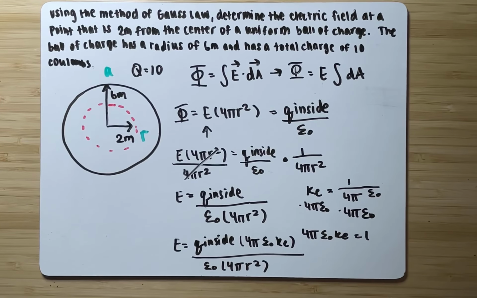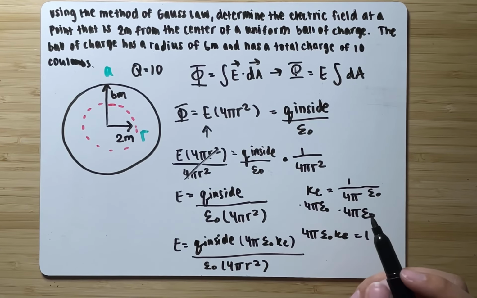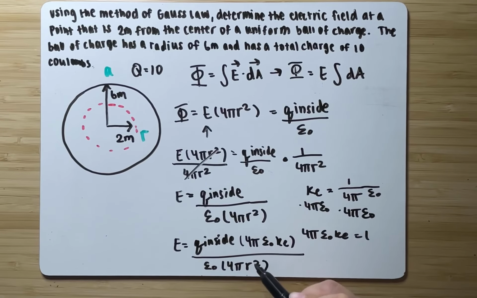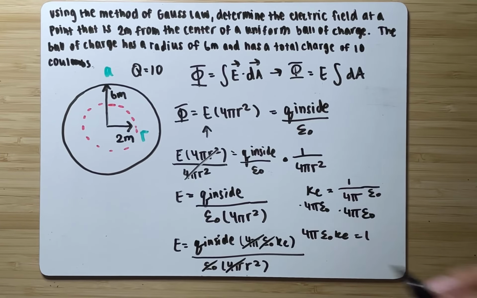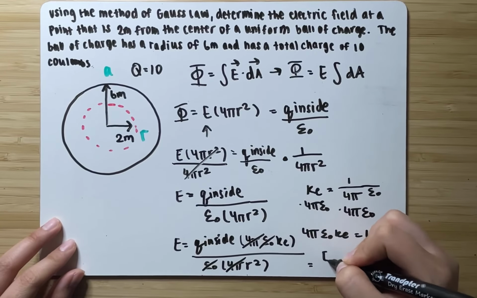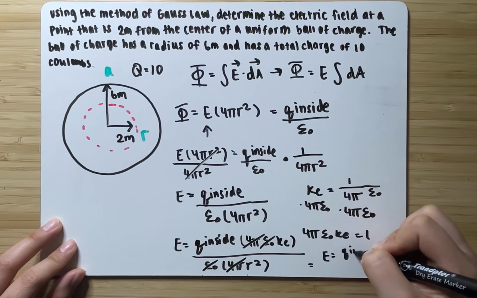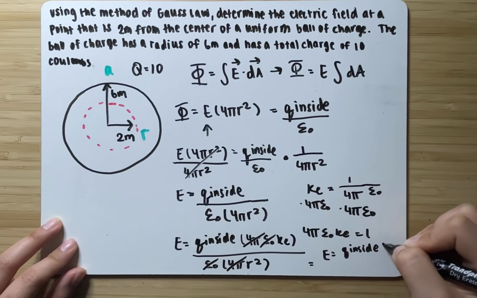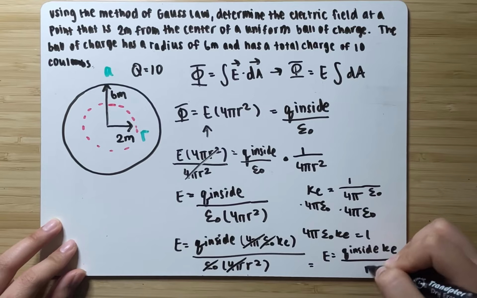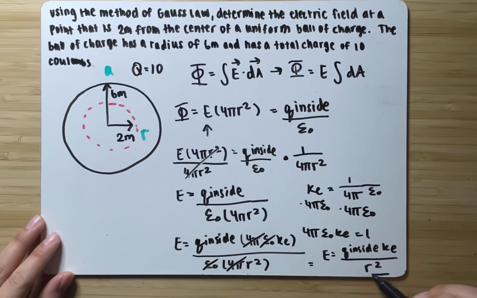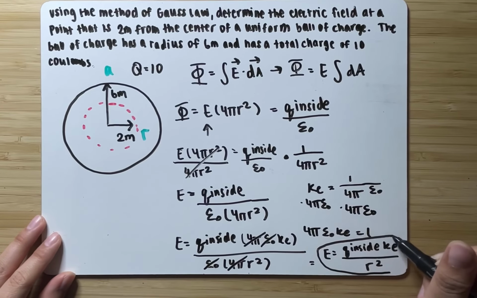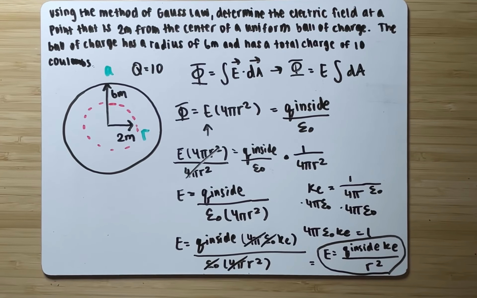Okay, so we can now cancel 4 pi, cancel 4 pi, cancel epsilon naught, cancel epsilon naught. You're left with E is equal to Q inside Ke over radius squared. Now this is useful information, so we're just gonna circle it.